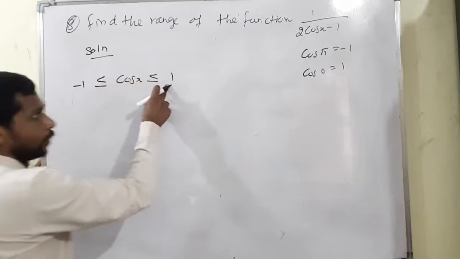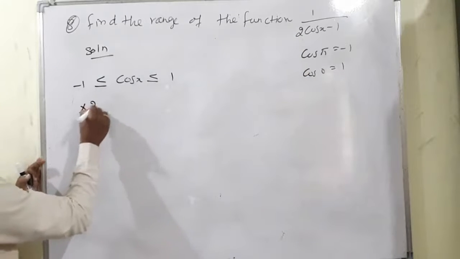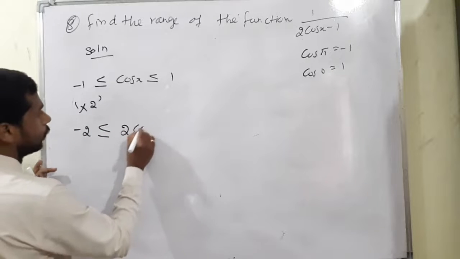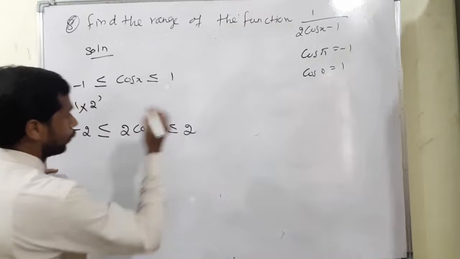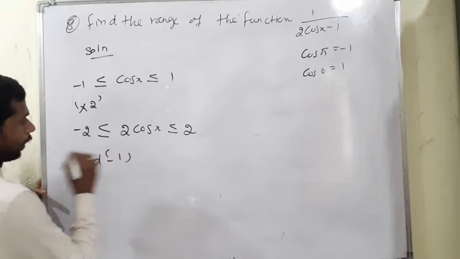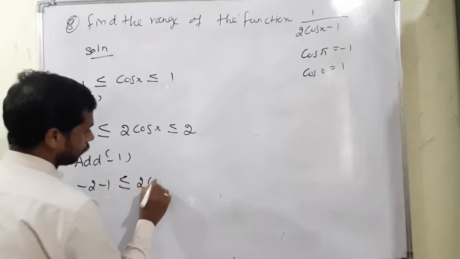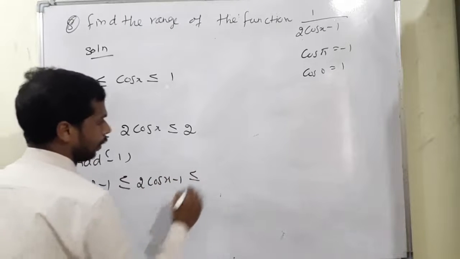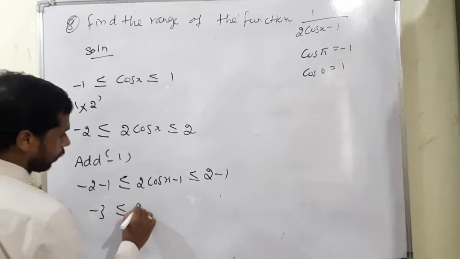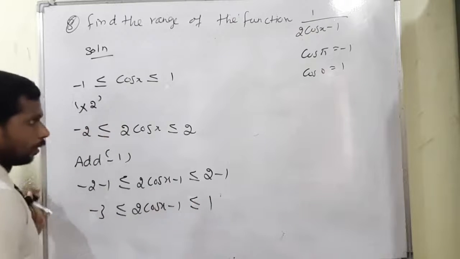So, minus 1 to positive 1. The condition into 2 is there, isn't it? So, each and every time into 2: minus 1 into 2 is minus 2, less than or equal to 2 cos x, less than or equal to 2. Then minus 1, isn't it? So, add minus 1: minus 2 minus 1, less than or equal to 2 cos x minus 1, less than or equal to 2 minus 1. Minus 2 minus 1 is minus 3, less than or equal to 2 cos x minus 1, less than or equal to positive 1.